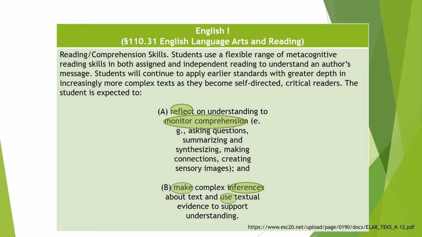Students will continue to apply earlier standards with greater depth in increasingly more complex texts as they become self-directed, critical readers. The student is expected to A. reflect on understanding to monitor comprehension, and B. make complex inferences about text and use textual evidence to support understanding. Based upon subcategories A and B, we're going to go ahead and focus on the words reflect, monitor comprehension, make inferences, and use.